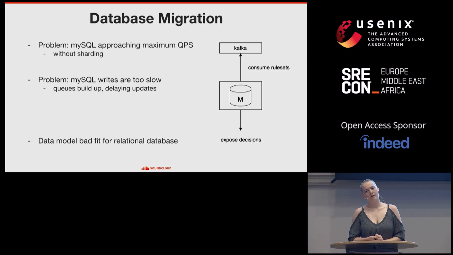Another problem was that MySQL writes were too slow. When we had batches of updates, they would get delayed because queues would build up because MySQL was so slow in writing these rule sets, which meant that new releases wouldn't get out on time, and we would have trouble with really large queues in the team. This more generally is because the data model of the system is a bad fit for a relational database and a better fit for a key value store.